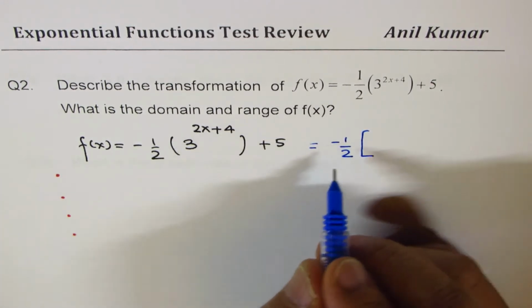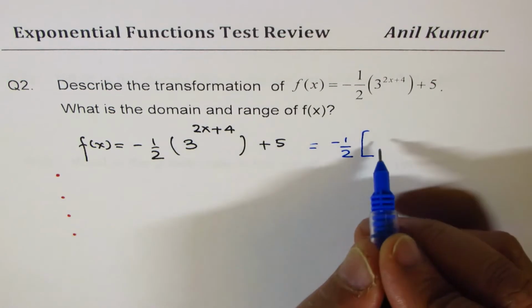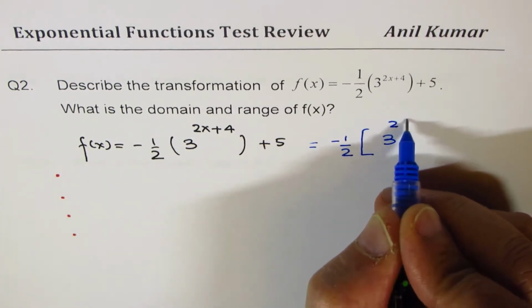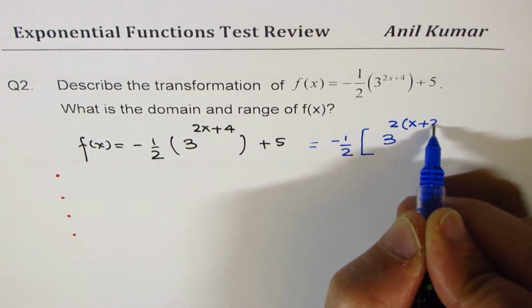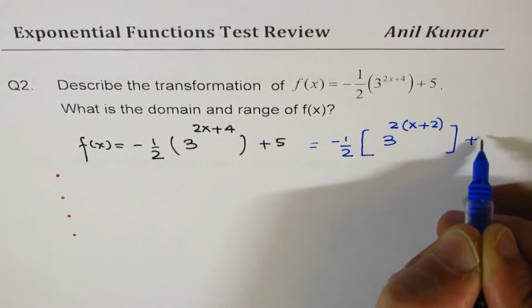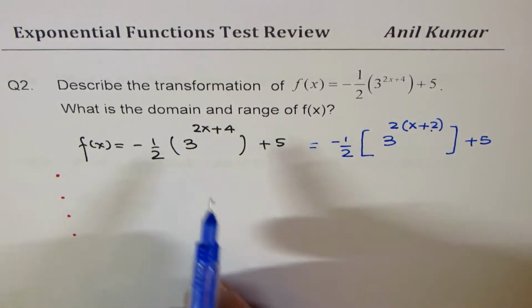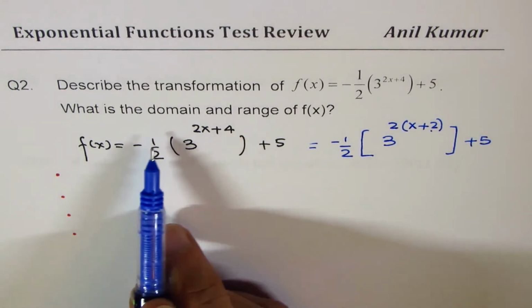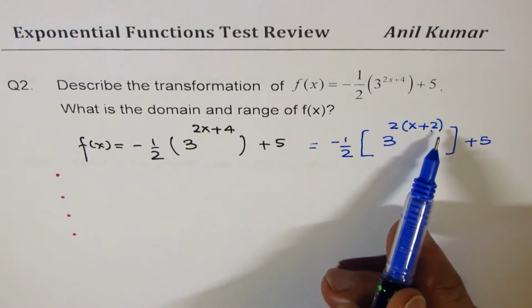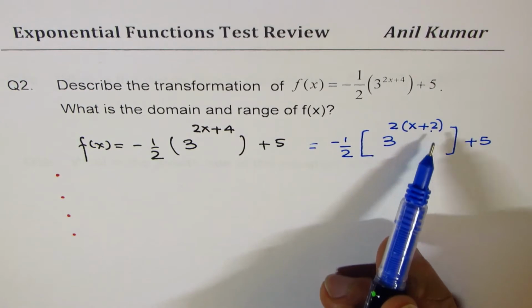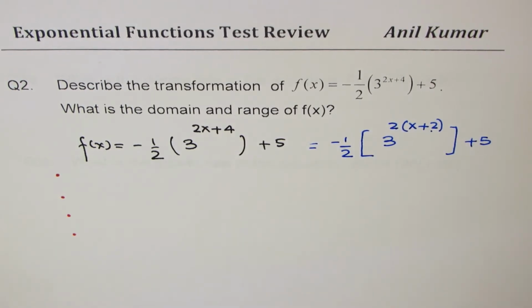Let me show you how. So we have 3 to the power of what? Factor 2 out. Once you factor 2 out, you get x plus 2 here. Do you get an idea? Now the horizontal translation has changed. It is not 4 units left, it is 2 units left. That's a key thing to understand, and that could be a mistake for some of you, right?